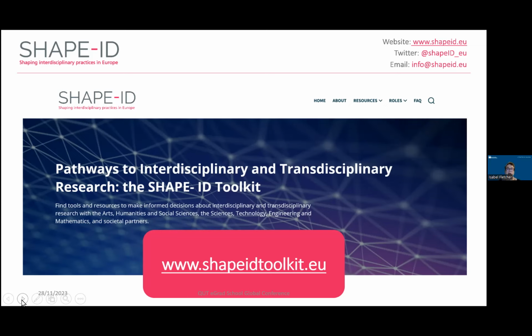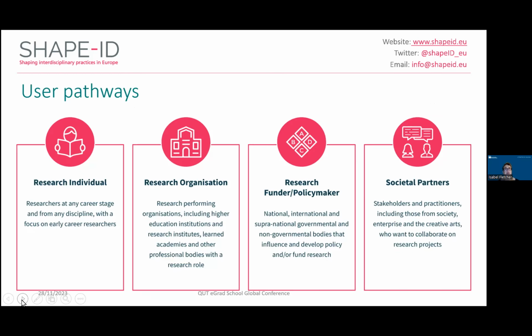We've tried very hard to make it straightforward and easy to use, and I'll explain a bit more about that in the following slides. So as I said, it's designed with different users in mind, and our 4 key groups of users are research individuals, research organisations, research funders and policymakers, and societal partners, those outside of academia who might want to take part in inter- and transdisciplinary research.